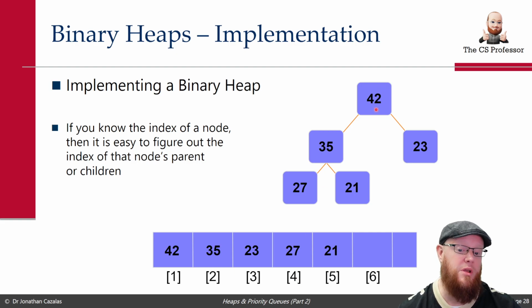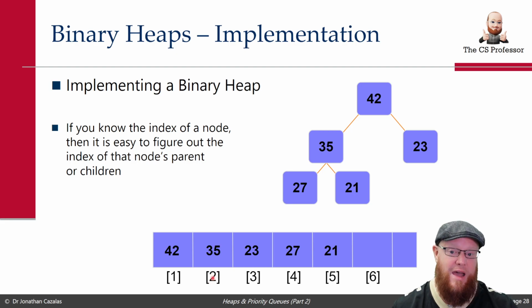Or let's look at 42 and 35. 42 is at index 1, 35 is at index 2. What can you do with this index 1, with the actual index itself, 1, in order to get a 2? What can you do mathematically? And that same thing, if you do it to the 2, will you get a 4? And that same thing, if you do it to the 4, what will you get now? An 8, because check it out.